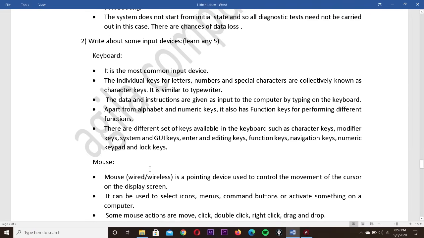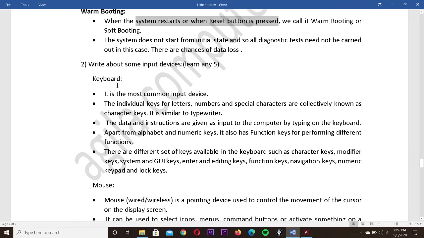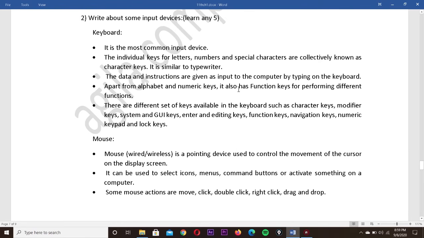Okay, next some input devices. So 5 input devices I have given and you have to read 5 input devices. This may also be asked. Okay, keyboard, you know very well. What is keyboard? It is like a typewriter. Many keys are there: alphabet keys, numeric keys, function keys, everything you can write.